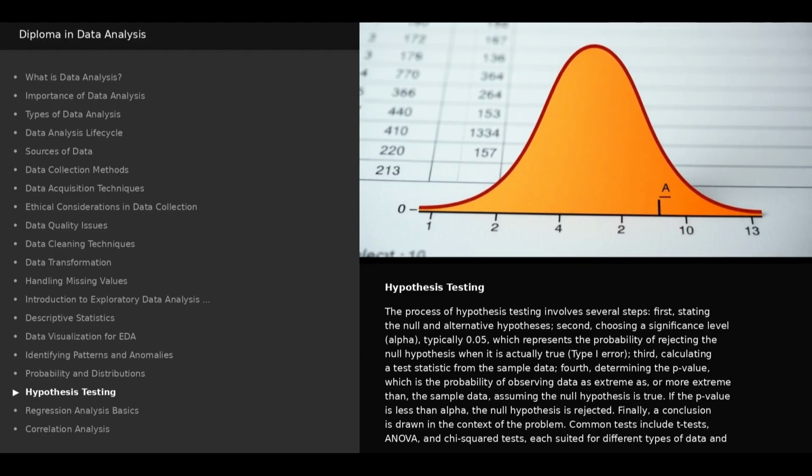Third, calculating a test statistic from the sample data. Fourth, determining the p-value, which is the probability of observing data as extreme as, or more extreme than, the sample data, assuming the null hypothesis is true. If the p-value is less than alpha, the null hypothesis is rejected. Finally, a conclusion is drawn in the context of the problem. Common tests include t-tests, ANOVA, and chi-squared tests, each suited for different types of data and research questions.